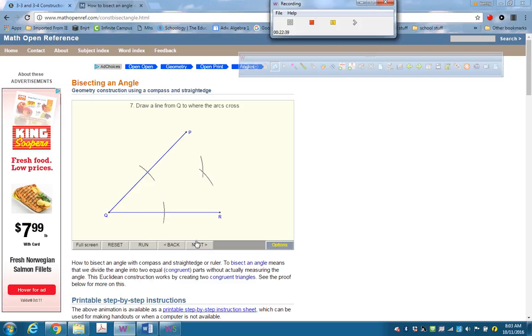And that's how you do an angle bisector. Piece of cake, right? Any questions on that? Are you guys able to do that?